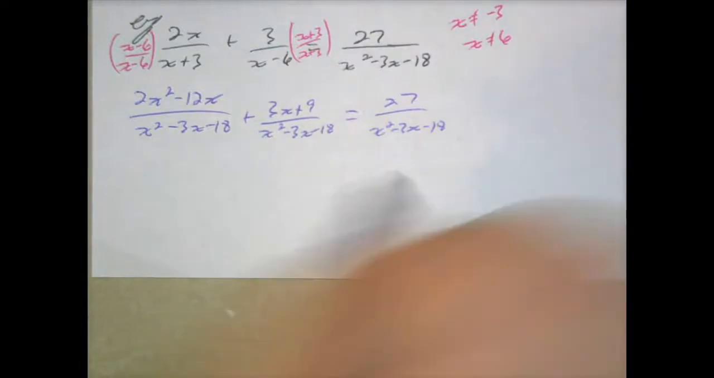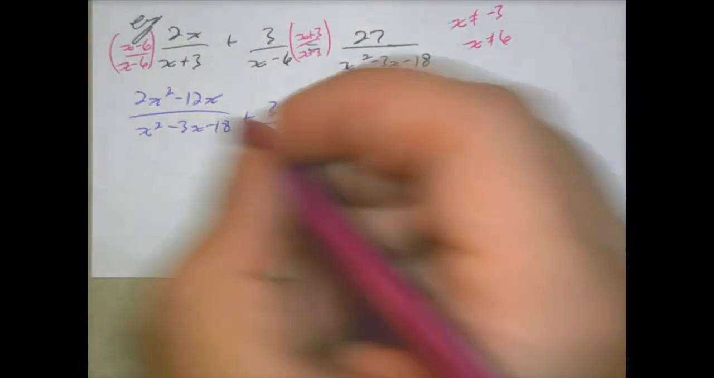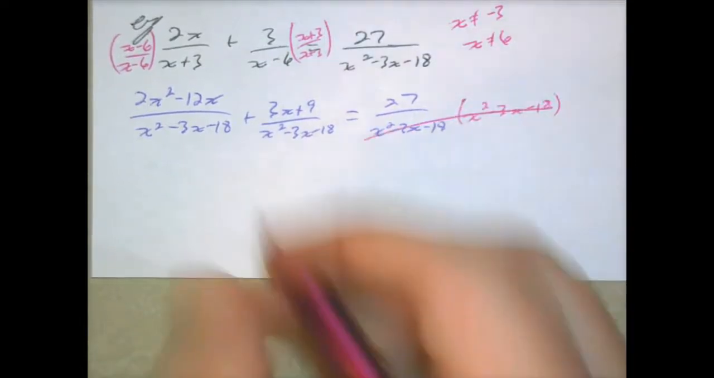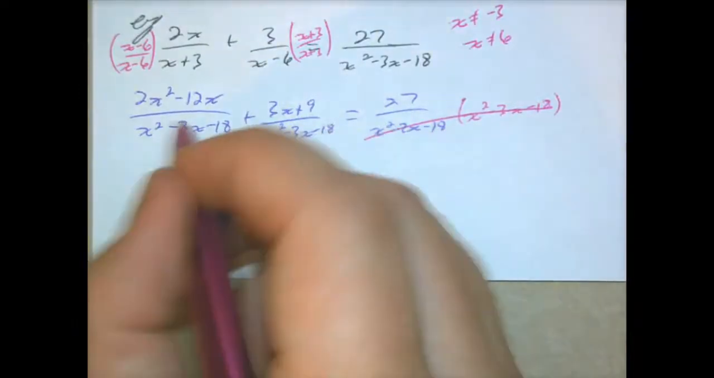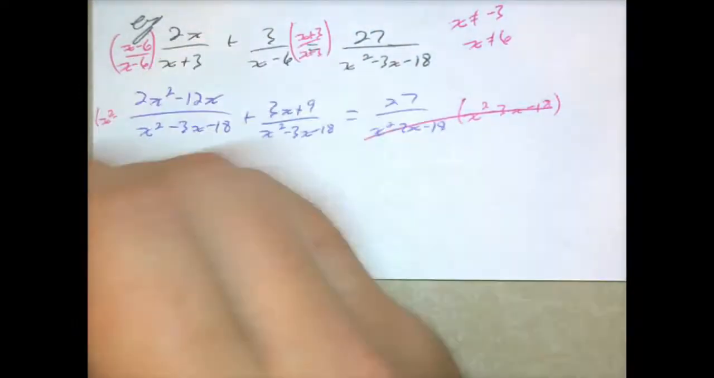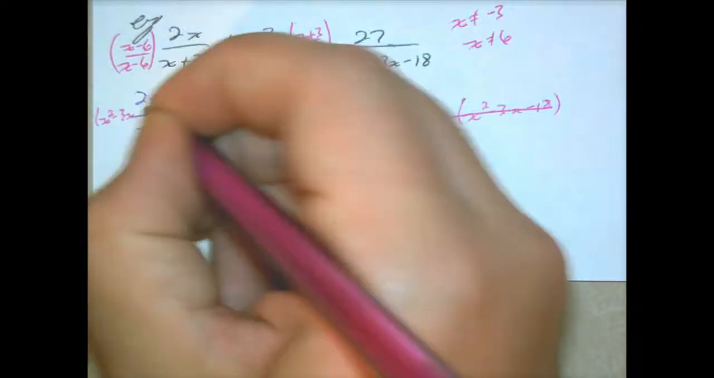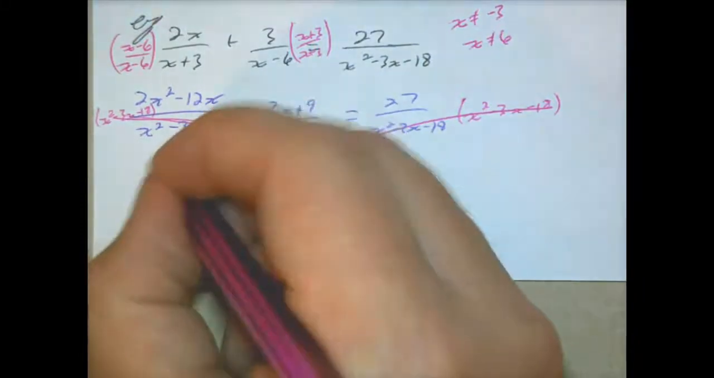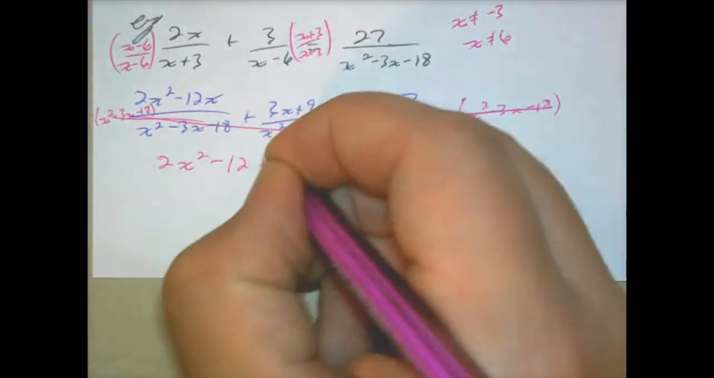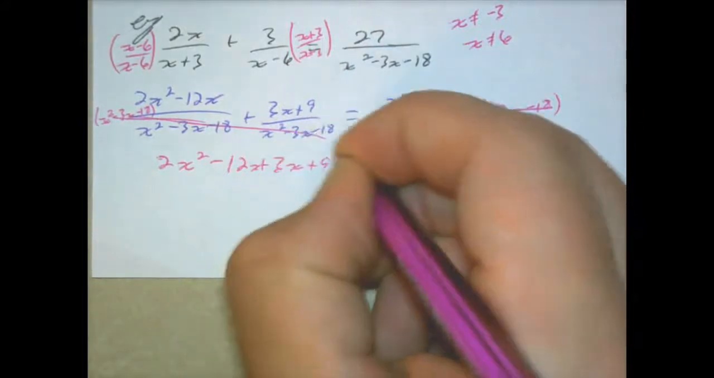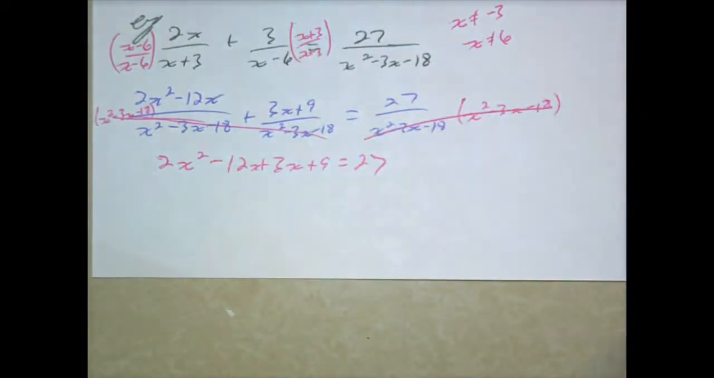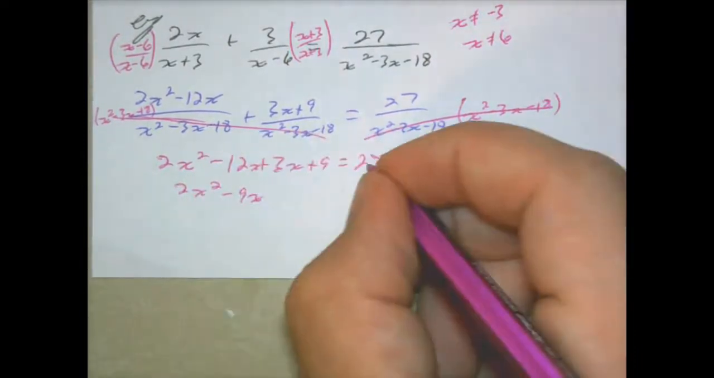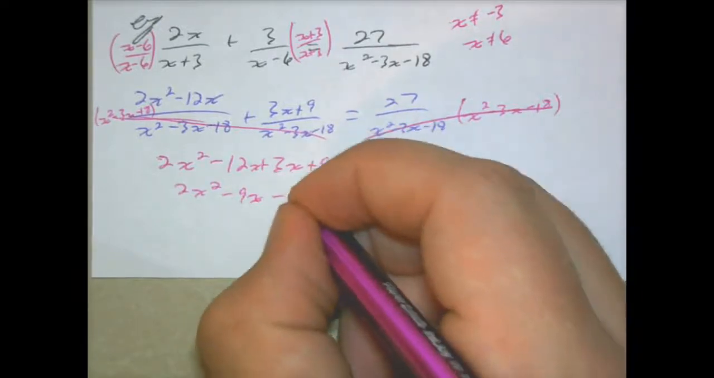Cool. Now if I multiply, notice all these are the same. So if I multiply both sides by x squared minus 3x minus 18, makes 1. Same thing over here. Multiply by the x squared minus 3x minus 18. Makes 1 and makes 1 with both of those denominators. So really I'm left with 2x squared minus 12x plus 3x plus 9 equals 27. And then it's just like regular quadratic. So 2x squared minus 9x, minus the 27 to the other side, so minus 18.